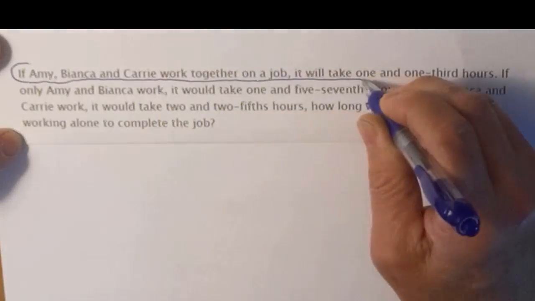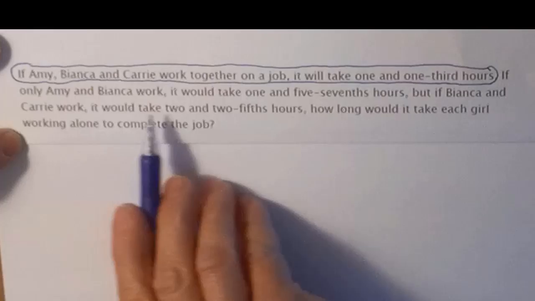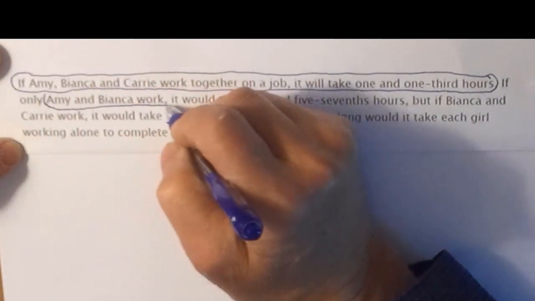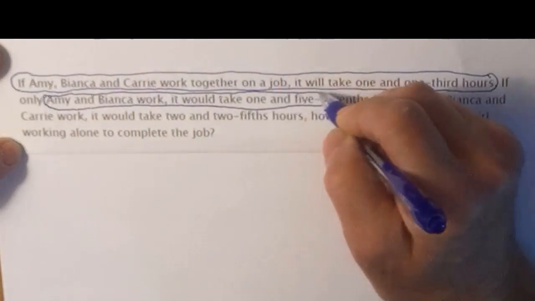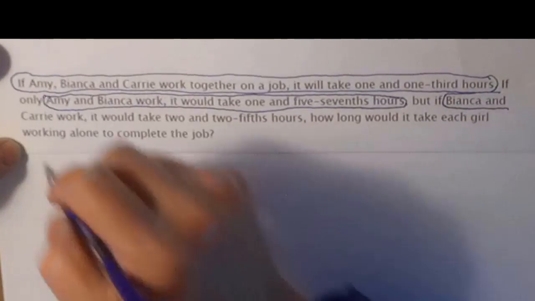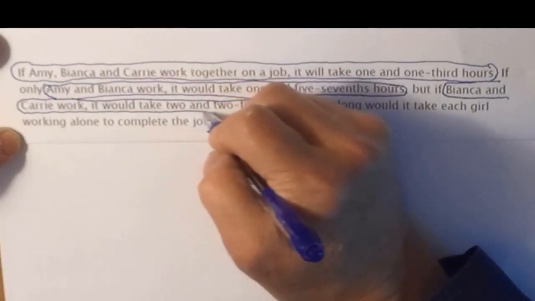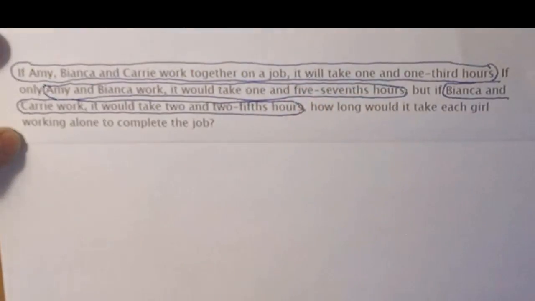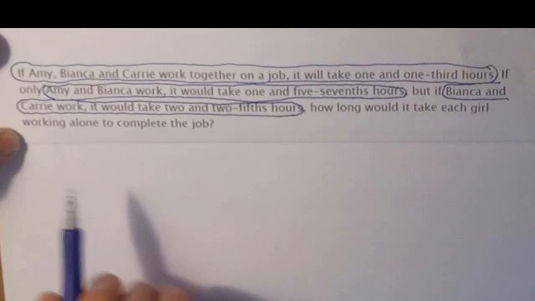If Amy, Bianca, and Carrie work together on a job, it will take 1 1/3 hours. If only Amy and Bianca work, it would take 1 5/7 hours. Now, if Bianca and Carrie work together, it would take 2 2/5 hours. All right, that makes it a little bit better. Separates this a little bit. So let's try this.